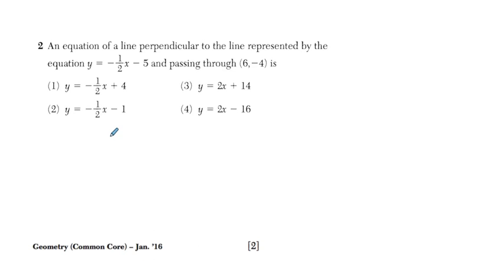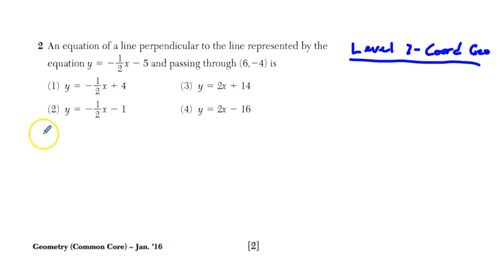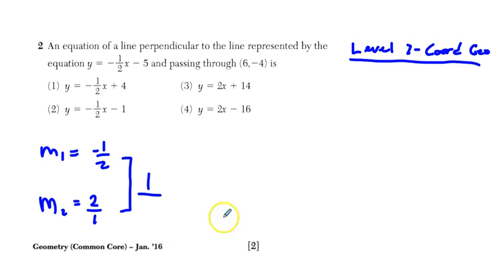No way. An equation of a line perpendicular to the line represented by the equation y equals -1/2 x minus 5 and passing through (6, -4) is, well, this is from level 7 where we learned coordinate geometry, and I'll just tell you straight up, this problem should be no problem. So this first slope given to you is -1/2, all right? For your line to be perpendicular, your m2, or your second slope, has to be the negative reciprocal, which would be +2 over 1, and that would be perpendicular slopes.